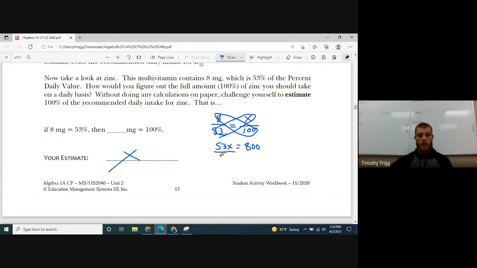Divide both sides by 53 to get x by itself. That gives us that x equals 800 divided by 53, 15.09. Okay, 15.09. Hopefully that makes sense.